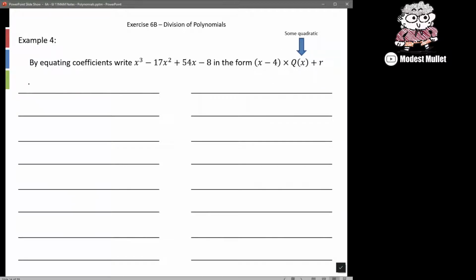So let's do that. X cubed minus 17x squared plus 54x minus 8 will be equal to x minus 4 multiplied by some quadratic, and we can't forget the a at the front, plus c plus some remainder.